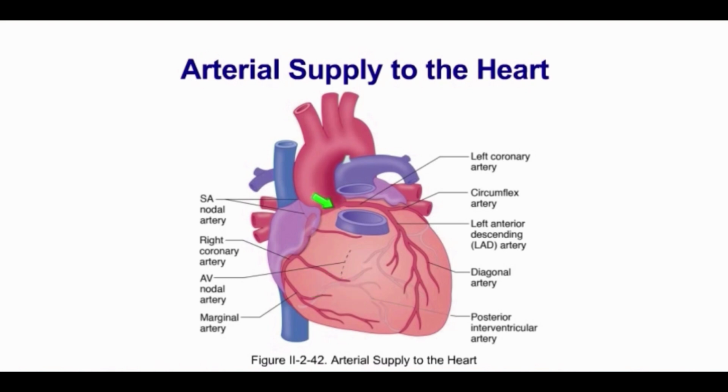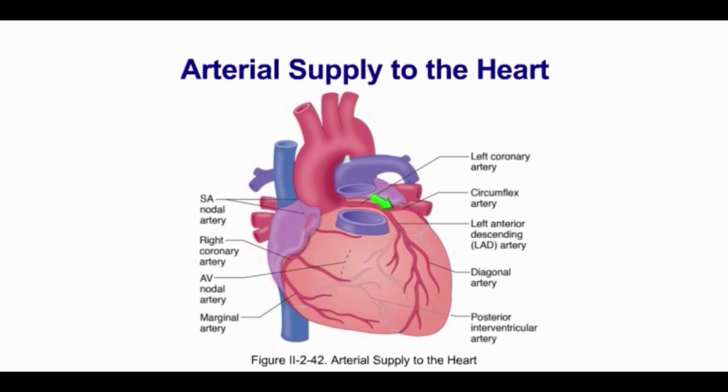The left coronary comes off from the left side of the ascending aorta. And in contrast to the right coronary, which is a fairly long artery, the left coronary is a pretty short artery. It's only about an inch long. It extends to the left just far enough to get past the pulmonary trunk. And once it gets past the pulmonary trunk, it ends by dividing into two branches.